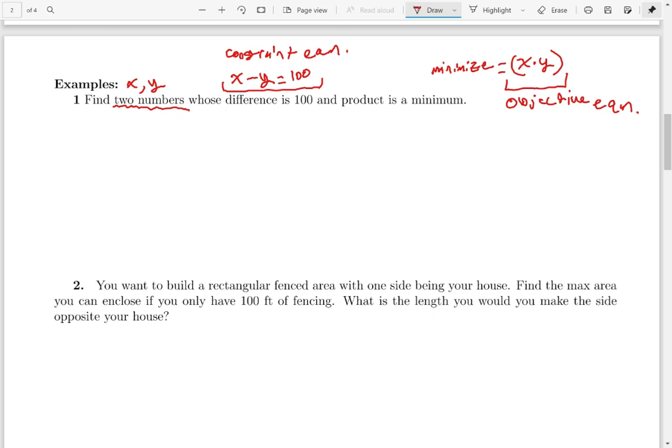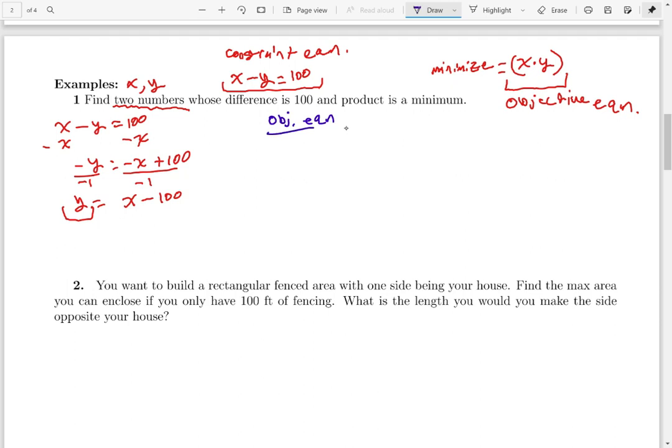And so since that's the case, how about I take my constraint equation, x minus y is equal to 100, solve it for y, minus x, I get negative y is equal to negative x plus 100. But then I can divide by negative 1, divide by negative 1, and I get that y is equal to x minus 100. And so then I recognize that I can replace y in my objective equation. So from my objective equation, I can then write it as x times y, but I'm replacing y with this, x times (x minus 100).